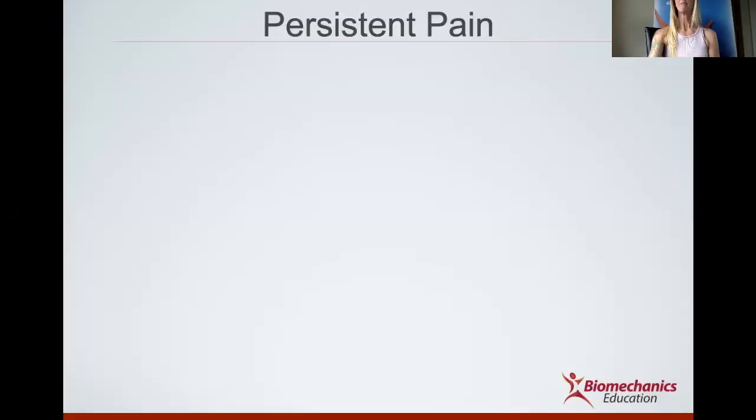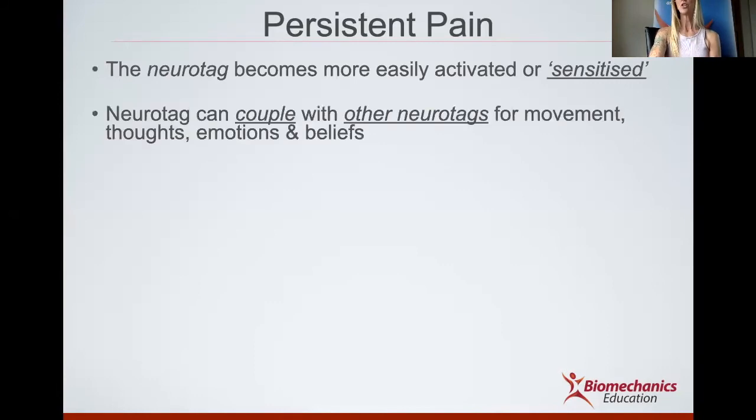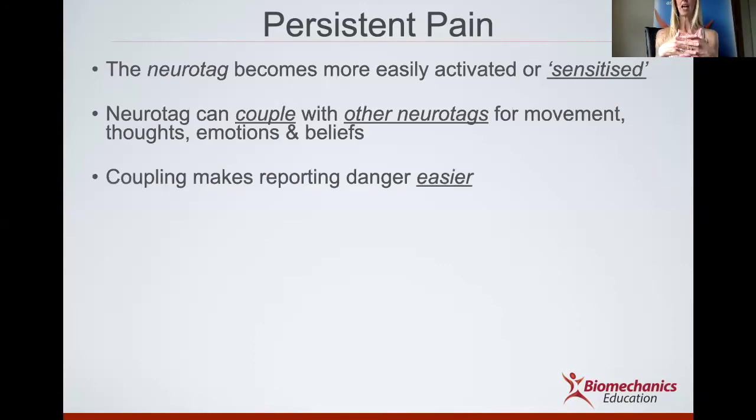So persistent pain, there are neurotags that become more easily activated or sensitive to movement. So a neurotag, like a nerve tag, tags on. And so neurotags can couple with other neurotags for movement, thoughts, emotions, and beliefs. So even just the idea of going to the dentist may result in you feeling sensations around the jaw. And so clients who have back pain, for example, if they just sit in a chair, they start to hurt. And yet if they sit on the sofa, it doesn't feel so bad, maybe. But coupling of these neurotags with an emotion makes reporting the danger easier, so the pain comes about more easily.